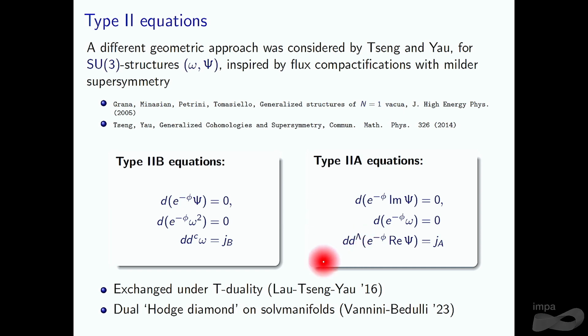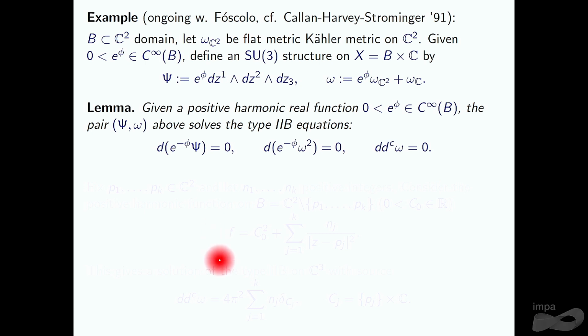Recently, Vanini and Beduli have proved that they have dual Hodge diamonds in a suitable sense, so they behave pretty nicely. But the main difficulty in addressing this problem is that typically the presence of these sources either leads you to consider non-compact solutions or distributional solutions on manifolds. So let me mention one simple example, which is part of ongoing work with Lorenzo Foscolo.